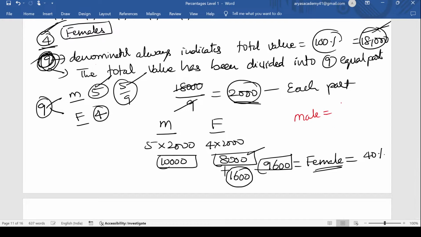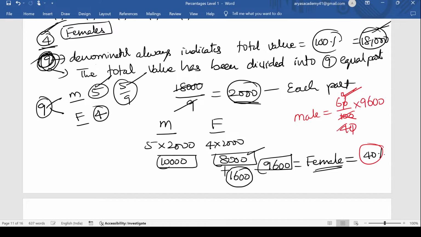Therefore, males is equal to 60%. You don't know 60 because you don't know 100, because we don't know the new population. But we have to find out 60. How can we find out? We can find out 60 by comparing it to 40. We know the value of 40, right? So 40% is how much?